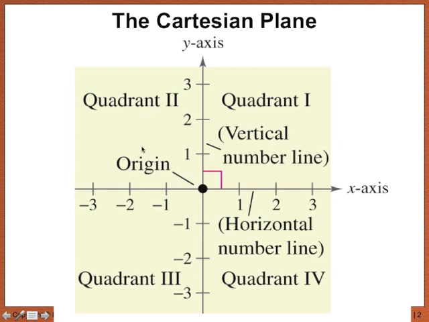In quadrant 2, the x coordinates are negative and the y coordinates are positive. In quadrant 3, the x coordinates and the y coordinates are both negative. And in quadrant 4, the x coordinates are positive while the y coordinates are negative. The point in the middle, of course, we call the origin.